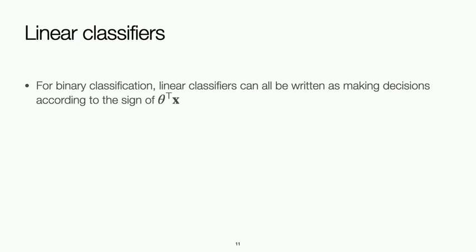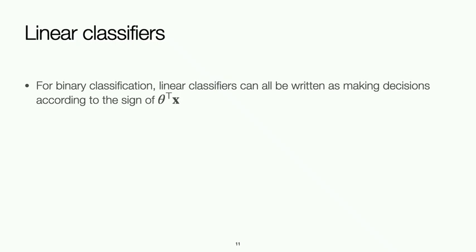It turns out that for binary classification, any linear classifier that I can write down can be written as making decisions according to the sign of theta transpose x for some theta. So basically what I'm saying is that logistic regression is not special. It just happens to be a particular model that I can assign a probabilistic decision rule, which then simplifies into this very general decision rule of looking at theta transpose x and looking at its sign.